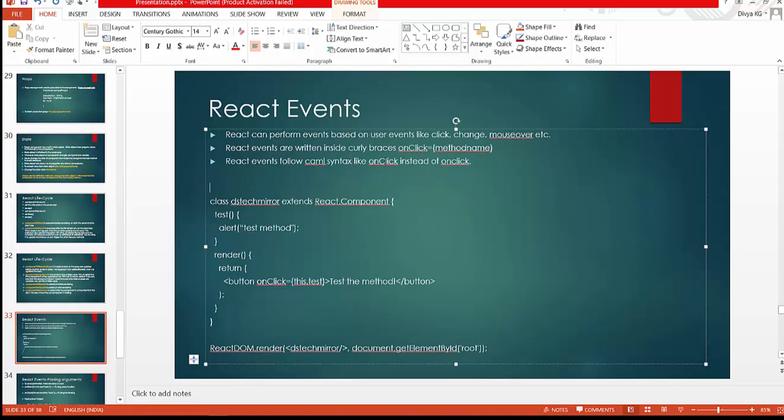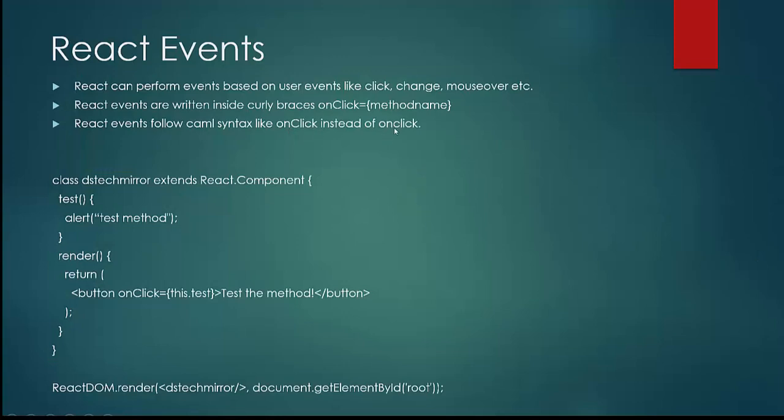If I type onclick in all lowercase like this, it may not take it as an event. So you have to follow the camel syntax, onClick. The second word, its first alphabet should be capital. That is the camel syntax.